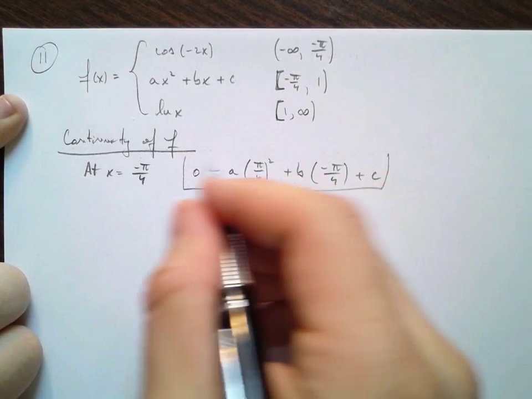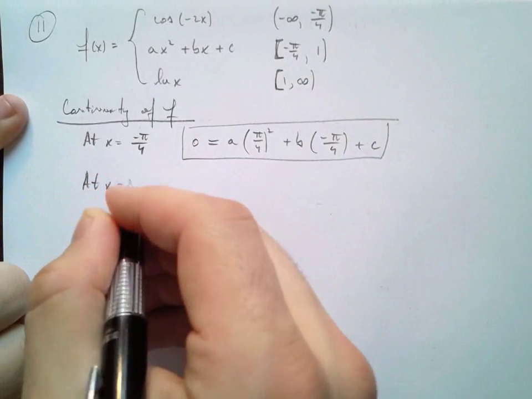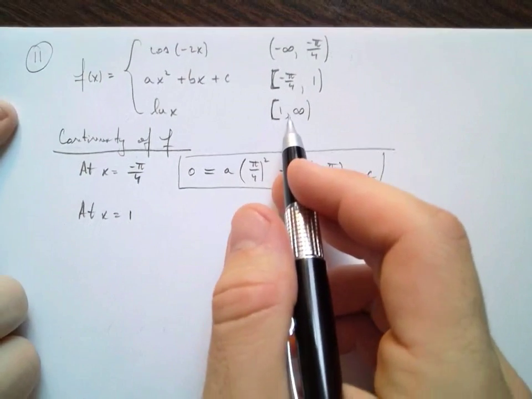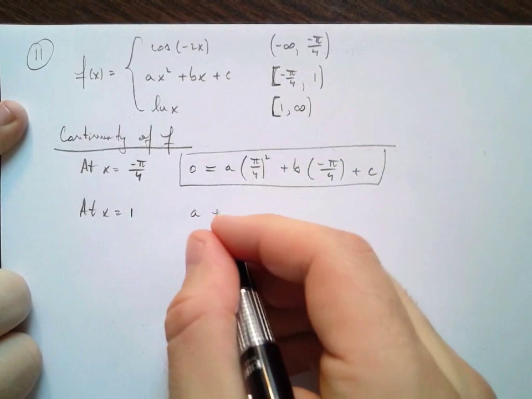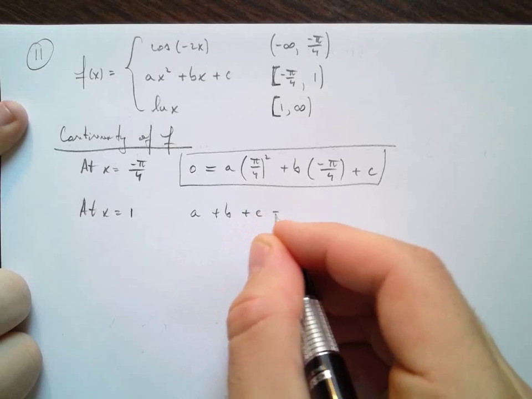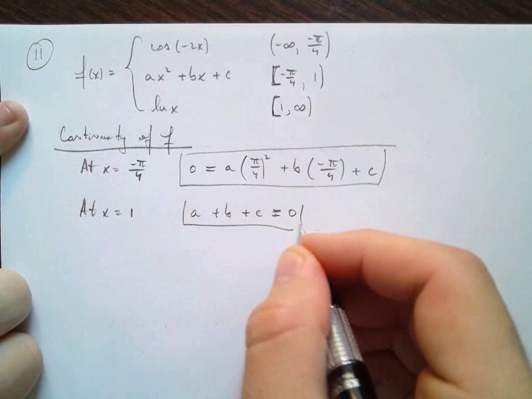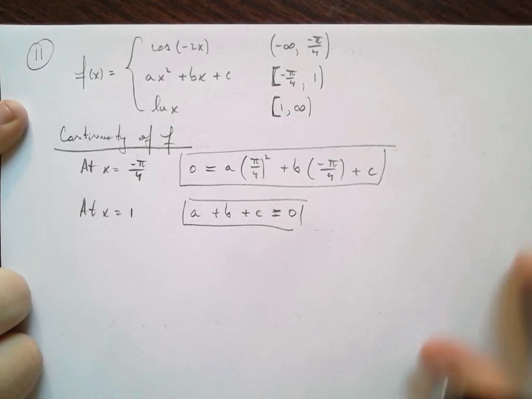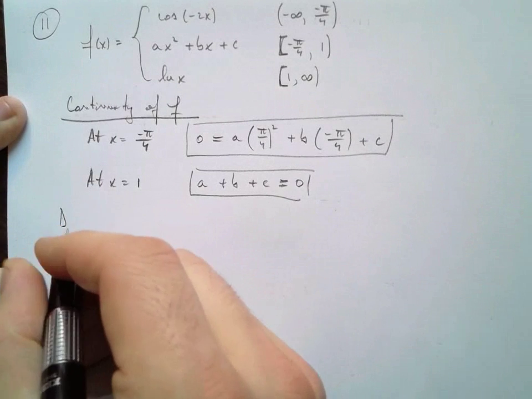Right, so I get one equation involving a, b, c. At x equals 1, which is the other point in question, where we have a jump in the definition of our function, let's see what happens. I have a plus b plus c equal to ln of 1, which is 0. Excellent. That's continuity. That gives me two equations. Let's also take the derivative, right? So let's move on to differentiability.